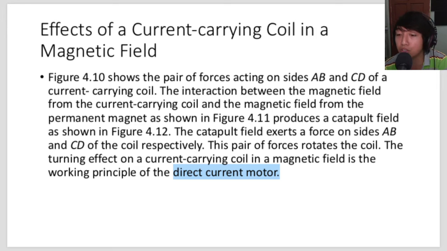Alternating current flows in both directions, it changes. But with direct current, things like batteries, those car batteries, those are all examples of direct current electricity.